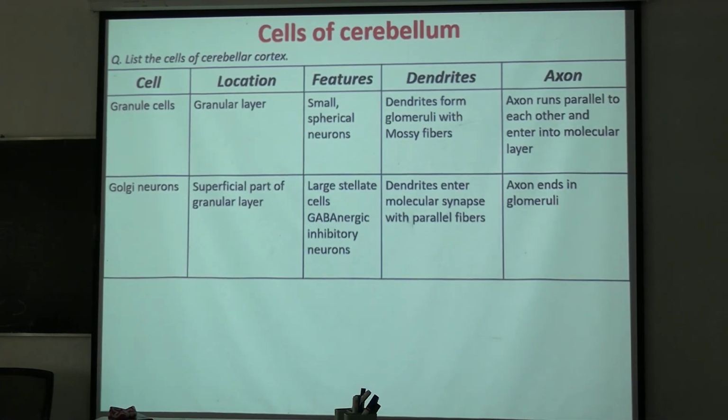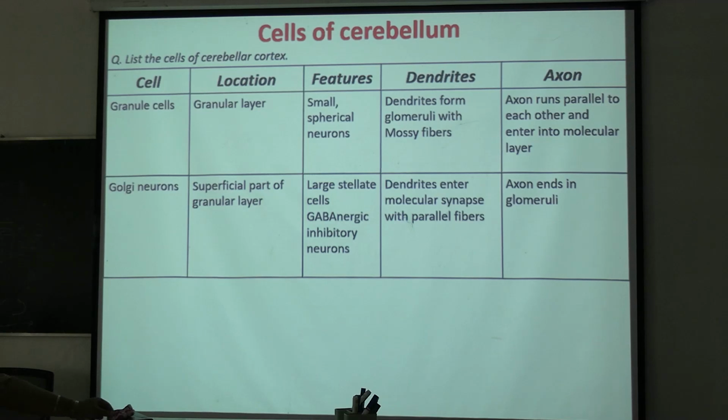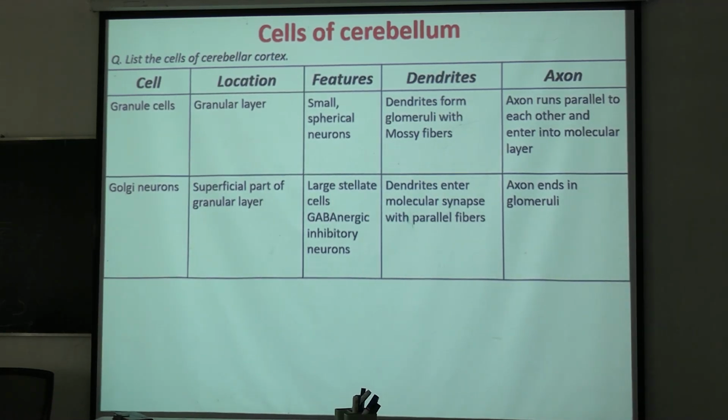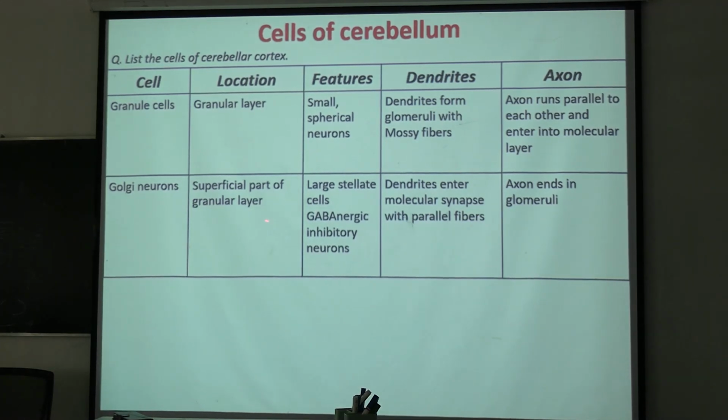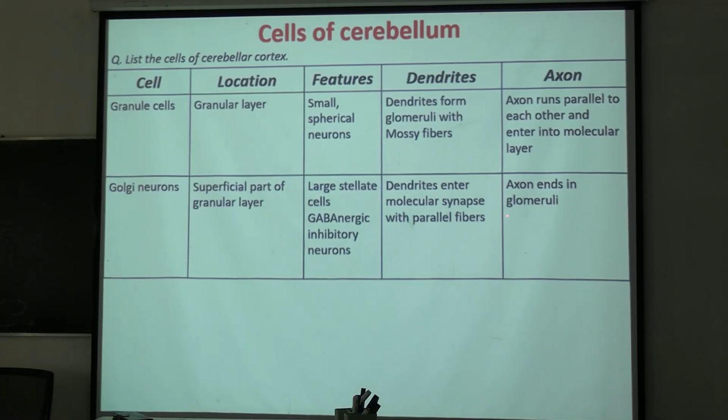Next, we are going to the granule cells. Granule cells are located in the granular layer and these are small spherical neurons, and dendrites form the glomeruli with the mossy fibers, and axons run parallel to each other and enter into the molecular layer. Golgi neurons lie in the superficial part of the granular layer and these are large stellate cells, converging inhibitory neurons, and dendrites enter the molecular layer and synapse with the parallel fibers. Axon ends in the glomeruli.